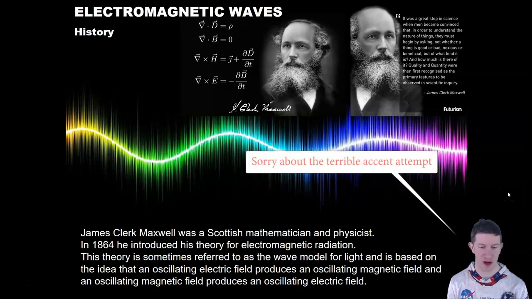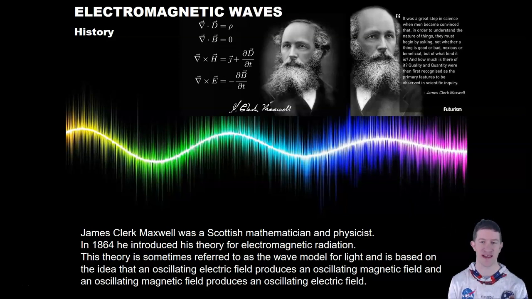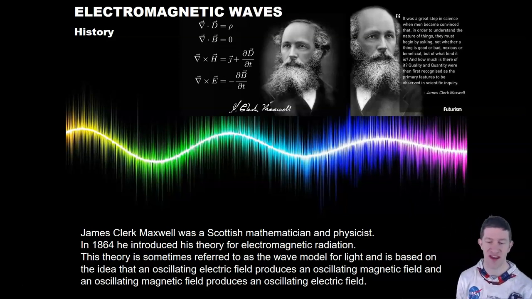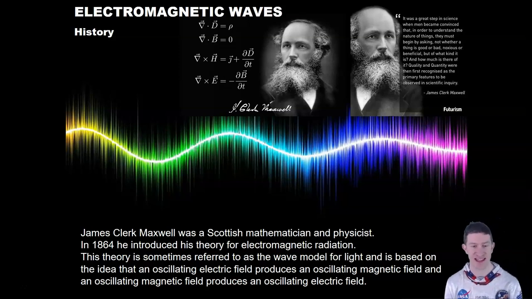James Clerk Maxwell was a Scottish mathematician and physicist. In 1864, he introduced his theory for electromagnetic radiation. This theory is sometimes referred to as the wave model for light and is based on the idea that an oscillating electric field produces an oscillating magnetic field, and conversely, an oscillating magnetic field produces an oscillating electric field.